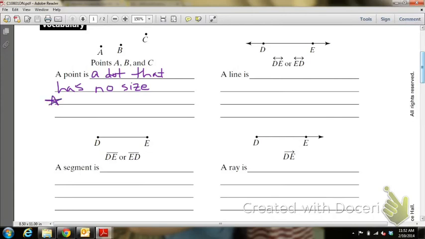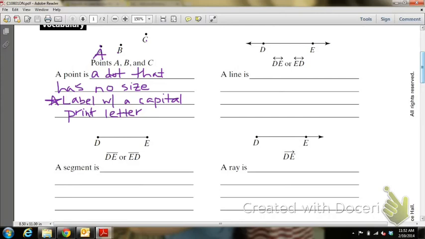Okay, and we label it with a capital print letter. So you can see up here they have a dot and then they have a capital print A. So that's point A, point B, and point C.